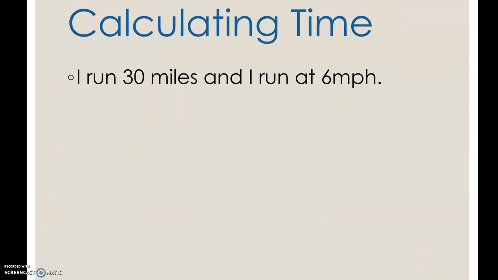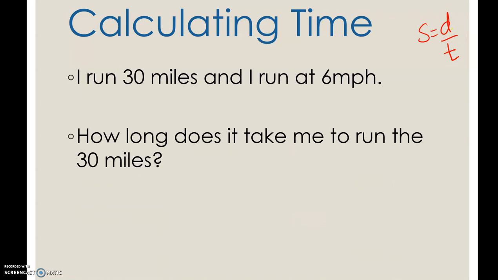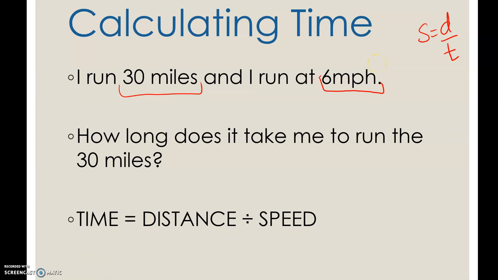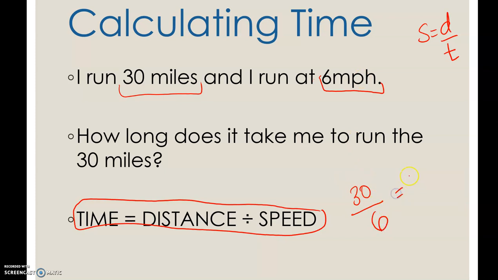When it comes to calculating time, so we know that speed is equal to distance divided by time. Now, if I have been given the distance and I have been given the speed, this is miles per hour. How long does it take me to run the 30 miles is the question. The formula is time is equal to distance divided by speed. Again, just making sure that my units are correct. So I've got miles and here miles per hour. So therefore I do 30 divided by 6 and that gives me 5 hours.